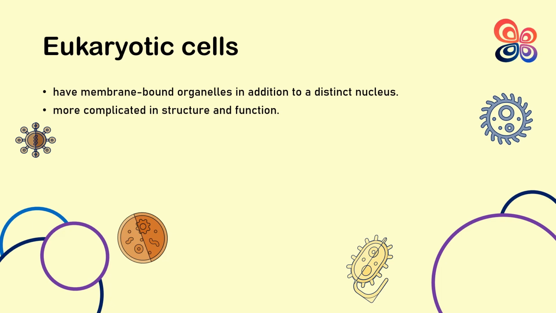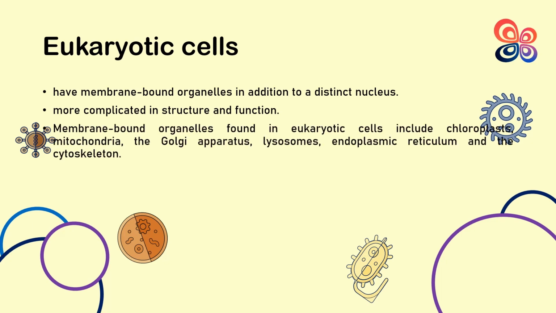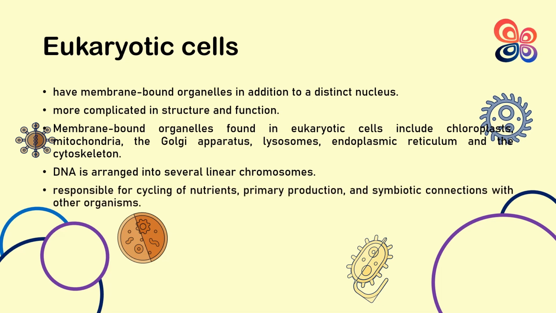Membrane-bound organelles found in eukaryotic cells include mitochondria, chloroplasts in photosynthetic organisms, the endoplasmic reticulum, the Golgi apparatus, lysosomes, and the cytoskeleton. These organelles perform a wide range of tasks, such as waste disposal, protein synthesis, and energy production. The eukaryotic cell's nucleus is where the DNA, which is arranged into several linear chromosomes, is found. Eukaryotic cells can also split through a process called meiosis or mitosis to create sex cells with different genetic makeup.